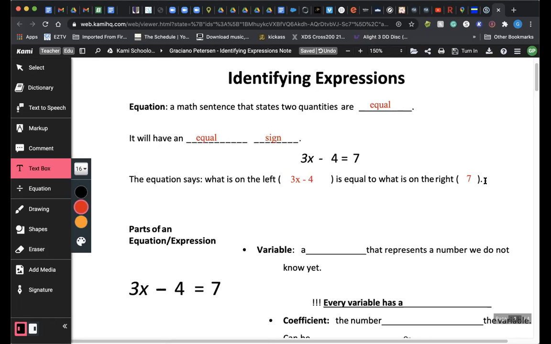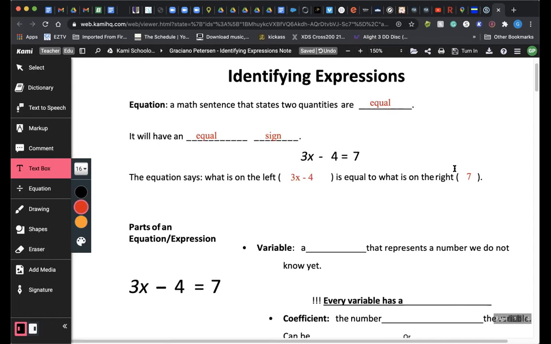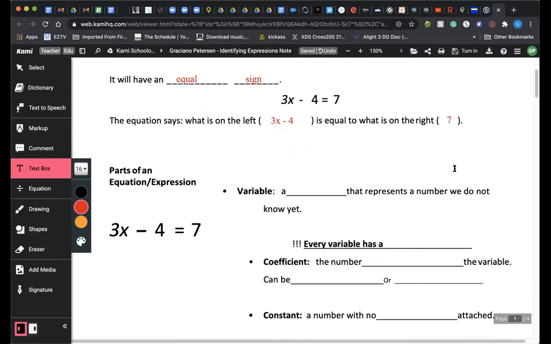All right. But what are the parts of an equation or an expression? Well, there are several parts. An equation or expression is going to have a variable. What's a variable? A letter. Good. It's a letter that represents a number we don't know yet. So in this equation, our variable is x. A variable is a letter that represents a number we don't know yet.